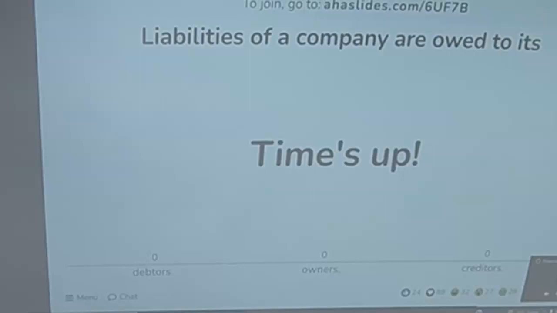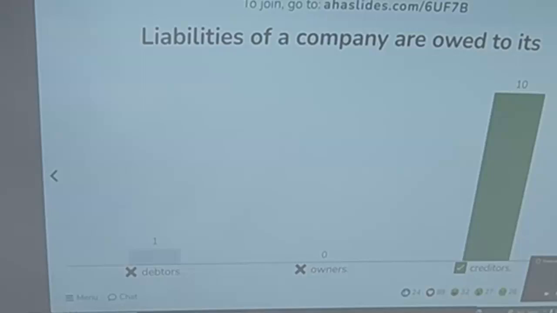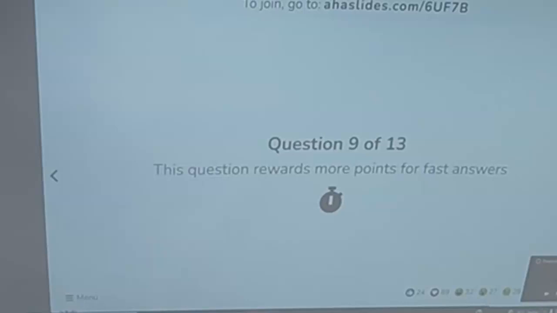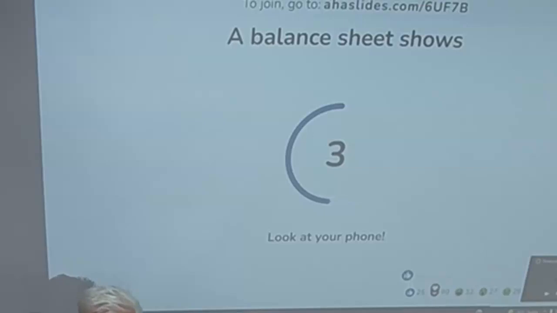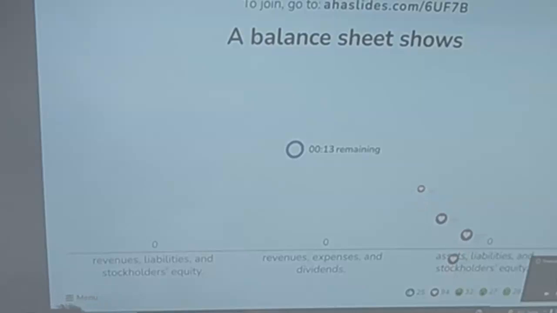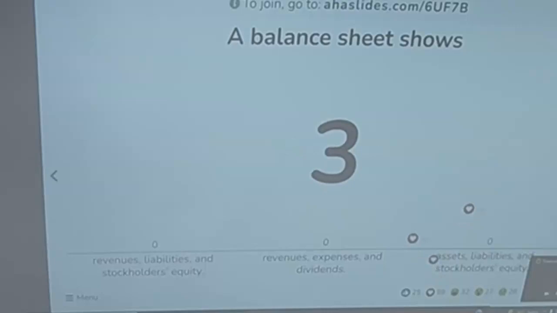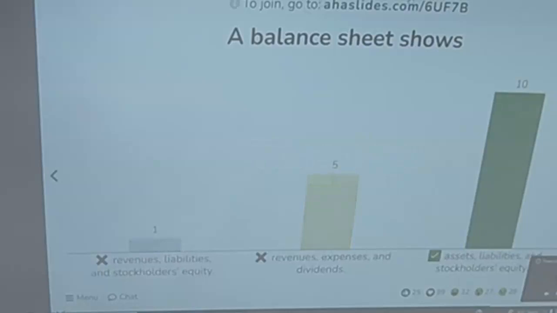Time's up. I can understand why you might have said debtors, whoever said that. But creditors is the answer. Number 9. The balance sheet shows: revenues, liabilities, shareholders' equity; revenues, expenses, and dividends; or assets, liabilities, and stockholders' equity. Now, I may say shareholders sometimes, stockholders other times, same language. Don't be confused. Obviously, it's the third one.